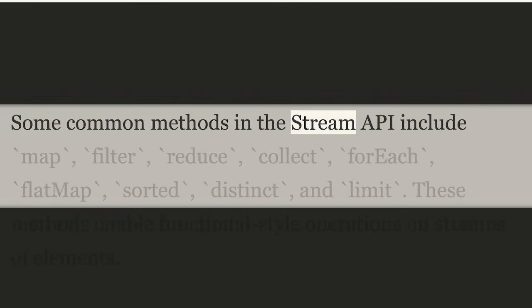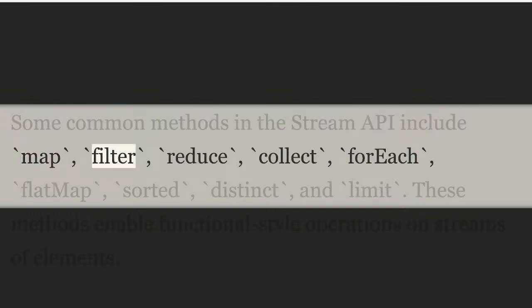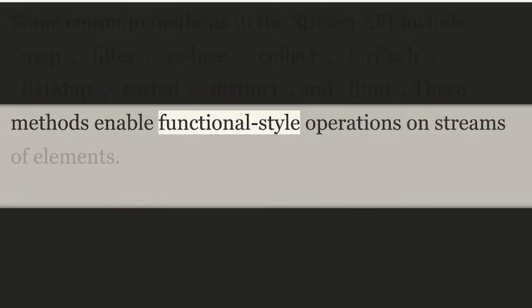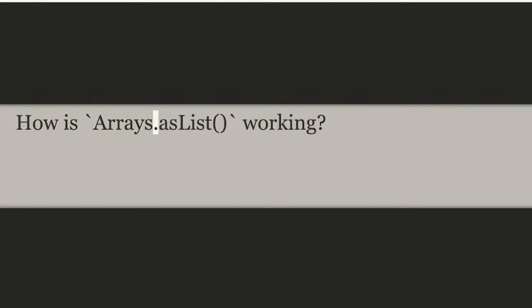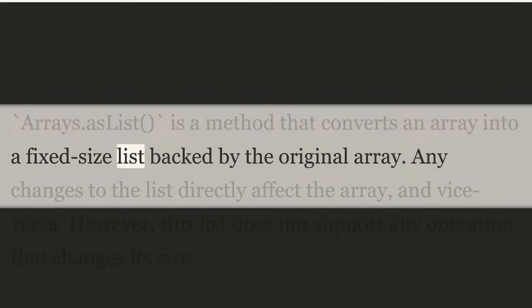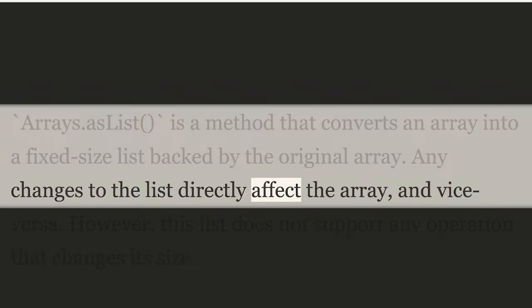Some common methods in the Stream API include map, filter, reduce, collect, forEach, flatMap, sorted, distinct, and limit. These methods enable functional style operations on streams of elements. How does Arrays.asList work? Arrays.asList is a method that converts an array into a fixed size list backed by the original array. Any changes to the list directly affect the array, and vice versa.